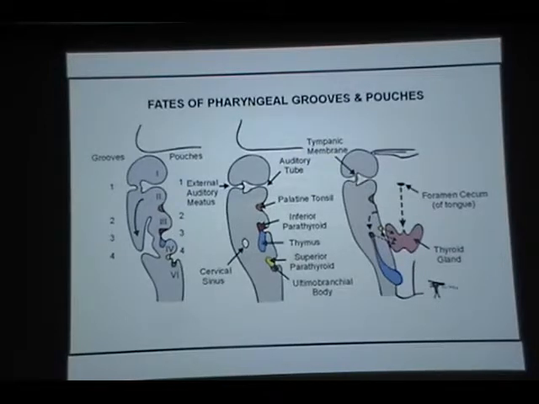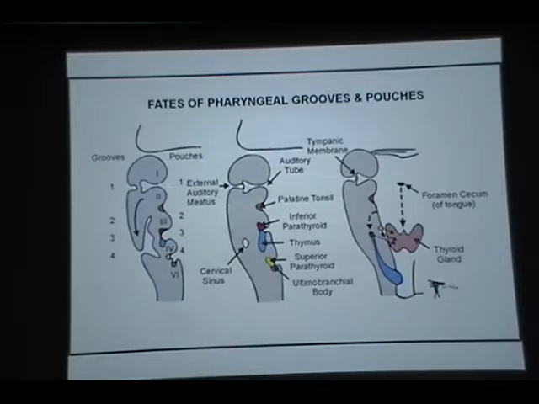The grooves and the pouches of each pharyngeal arch become very important in formation of specific structures. The first groove here, the groove between arch 1 and arch 2, actually forms the external auditory meatus. This is forming the pathway toward the tympanic membrane. The tympanic membrane is what's left of this junction between endoderm and ectoderm, between arch 1 and arch 2.